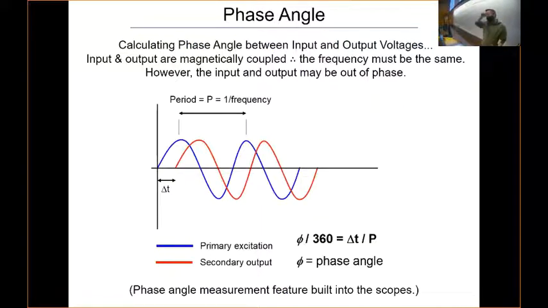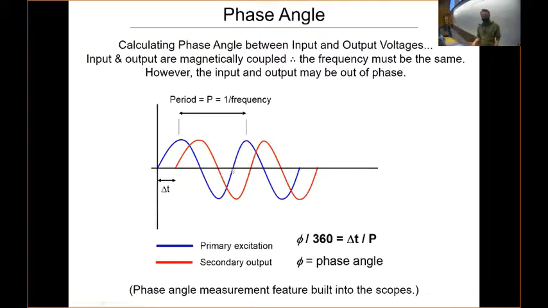The other thing that you're going to need to determine in lab, like we said, is the phase angle, which is how we get the direction information out of it. So we need to be able to determine the phase angle. First, let's just read this text up here. It says, calculating phase angle between input and output voltage. Input and output are magnetically coupled. Therefore, the frequency must be the same. However, the input and output may be out of phase. Right, so they're the same frequency, different phase.